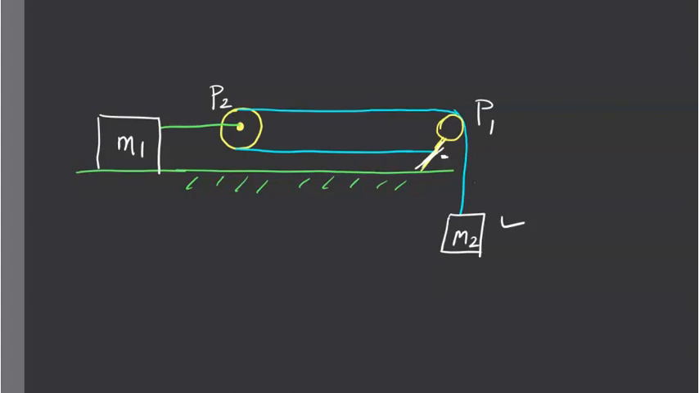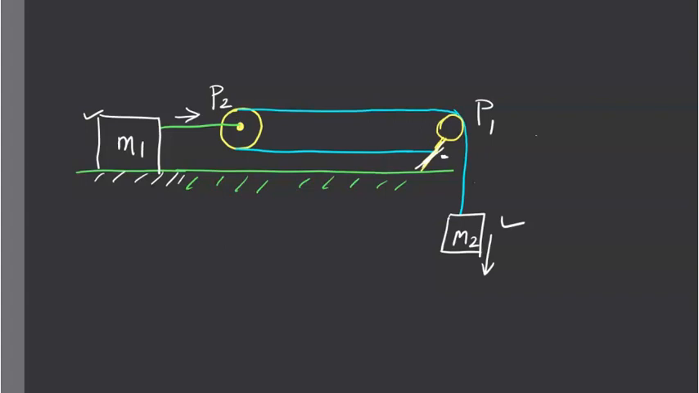And here another block of mass M1 is attached with the green string to the pulley P2. Now as this particular mass M2 goes down, this particular mass M1 will be dragged towards the right. Assume that all the surfaces are frictionless, and the string is inextensible. That means the length of the string will not change.